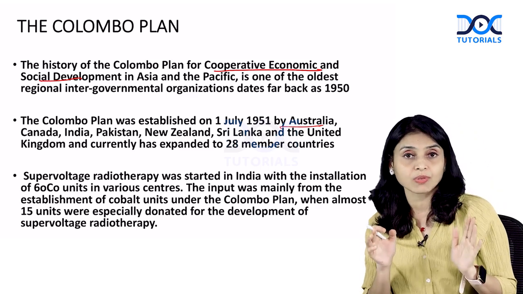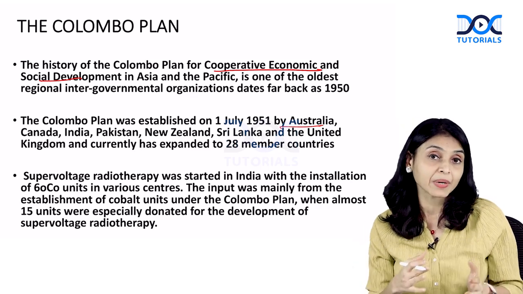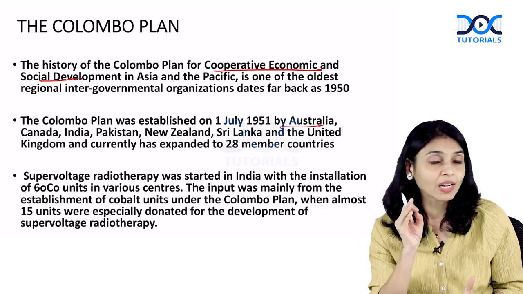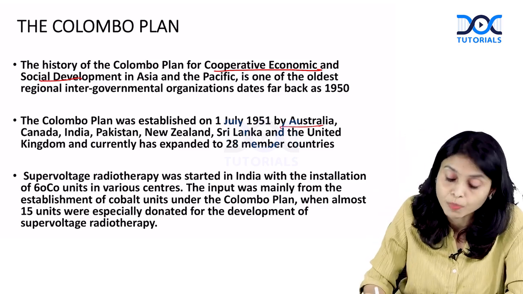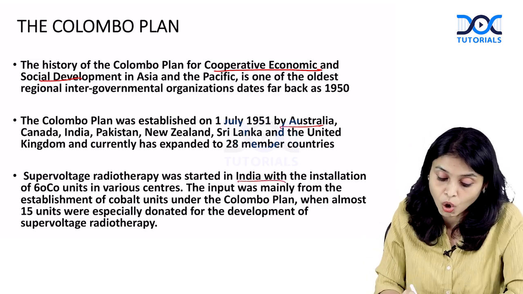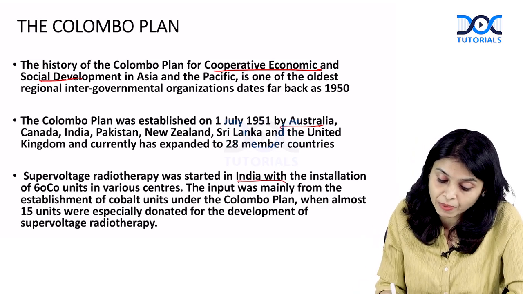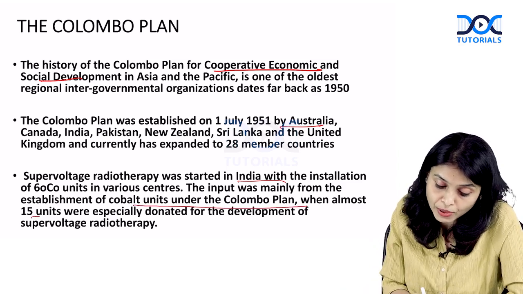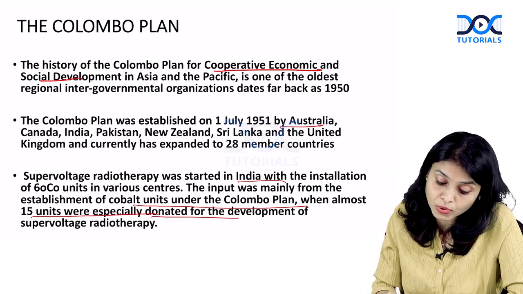Actually, a lot of things were done under the Colombo Plan in India. But pertaining to the MCQ that we got for this NEET 2023, let me tell you the details pertaining to that particular question. Super voltage radiotherapy was first started in India with the installation of cobalt units in various centers. The input was mainly from the establishment of cobalt units under the Colombo Plan, when almost 15 units were donated especially for the development of super voltage radiotherapy.